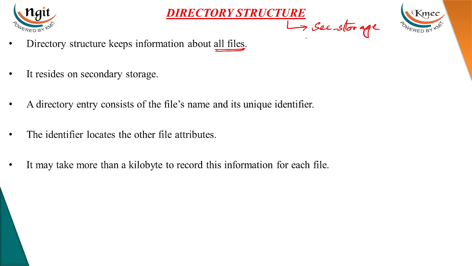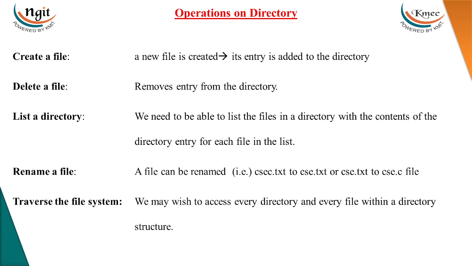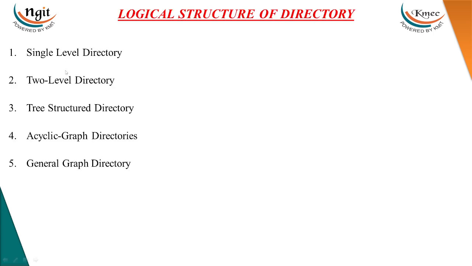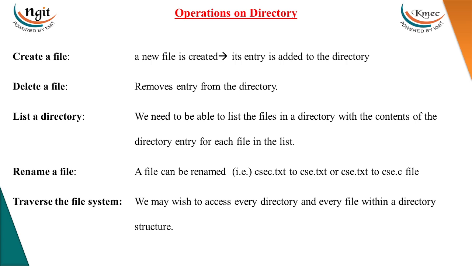To organize the files in the system, there are several methods that are used: single level directory, two level directory, tree structured directory, acyclic graph directories, and general graph directories. Before going to these, let us see what operations can be performed on a directory.